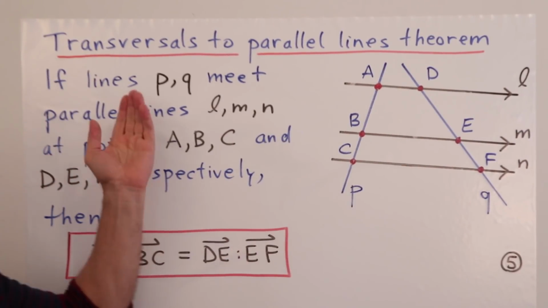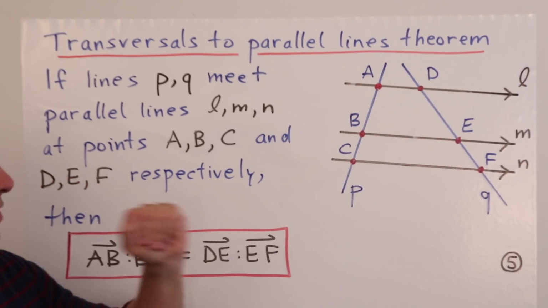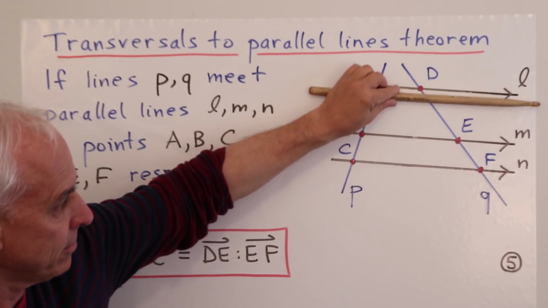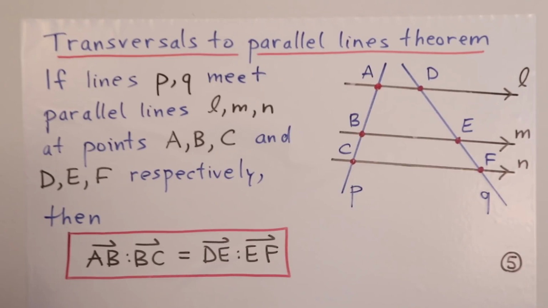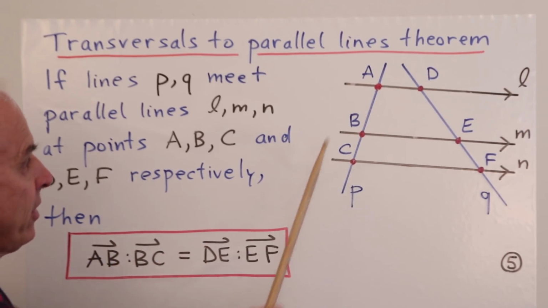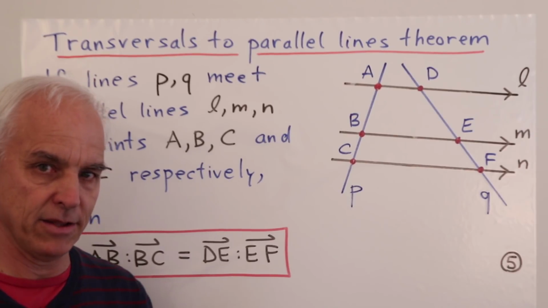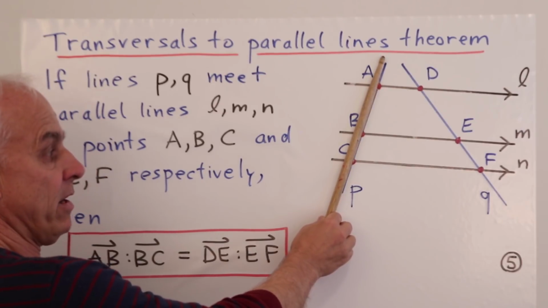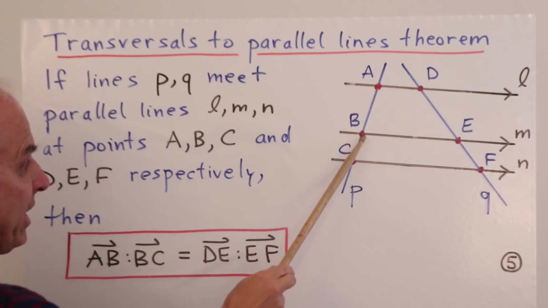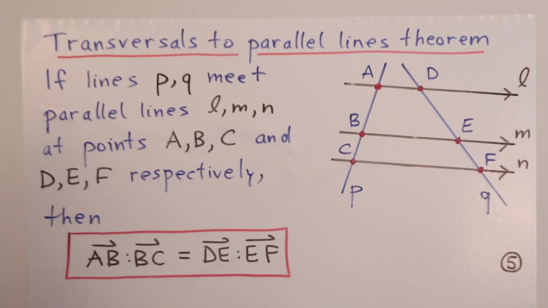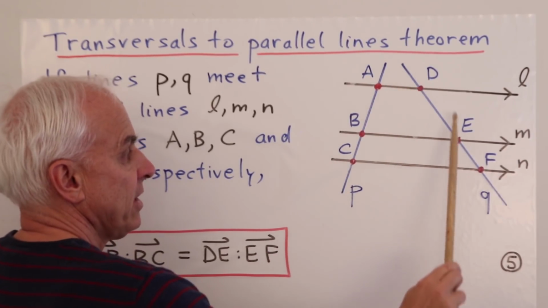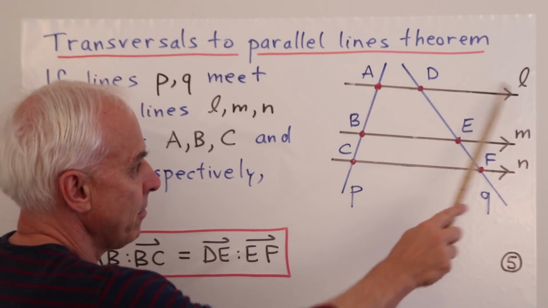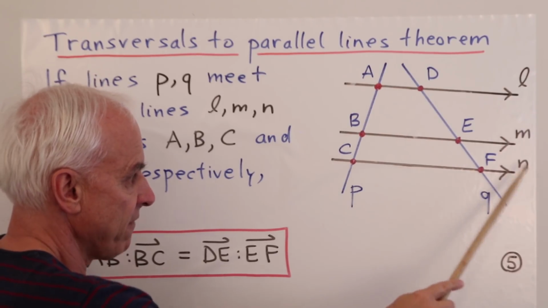So let's introduce this theorem, which we'll call the Transversals to Parallel Lines theorem. It involves three parallel lines, L, M, and N, and two transversal lines, P and Q. That means that those lines are not parallel to L, M, and N. So since they're not parallel, they will meet L, M, and N, and we agree that the meets are A, B, and C for the line P, and D, E, and F for the line Q. So A and D both on L, B and E both on M, C and F both on N.